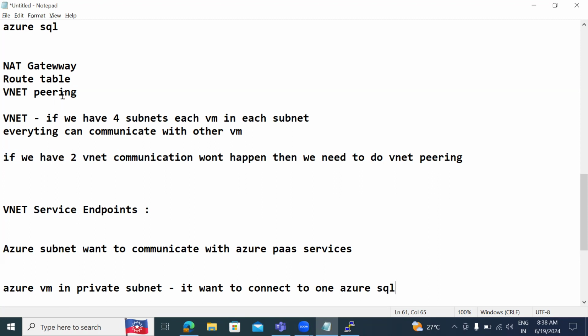Okay, so today there are important topics: VNet service endpoint and VNet peering. In the next session we'll establish the VNet peering also.